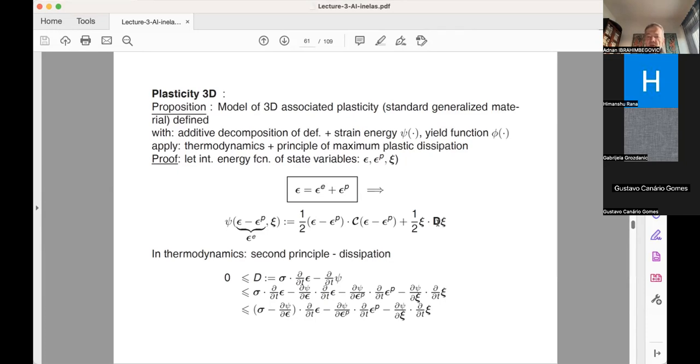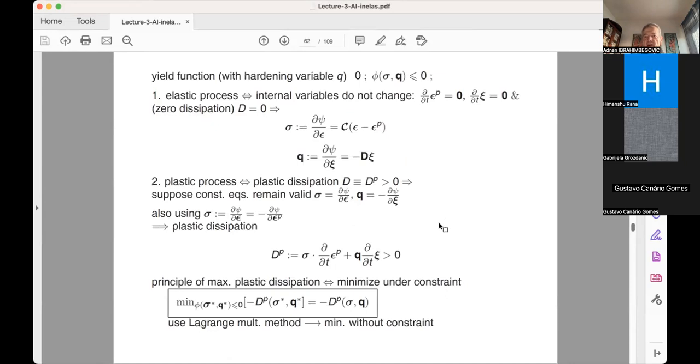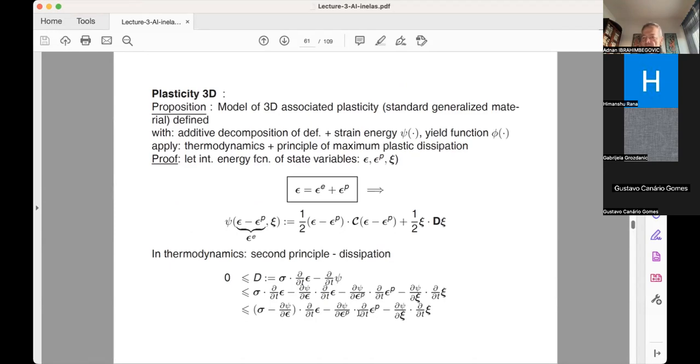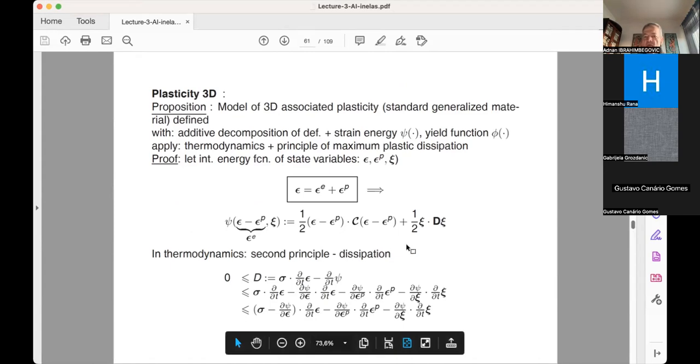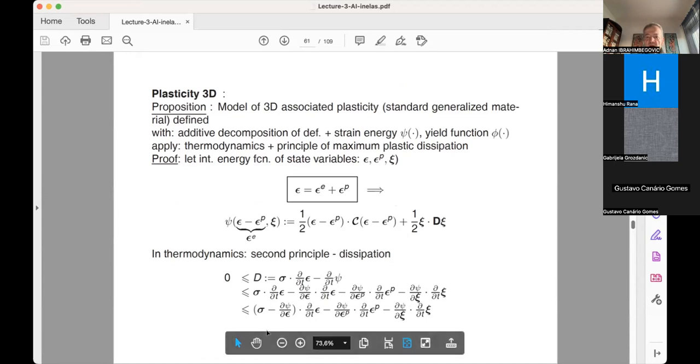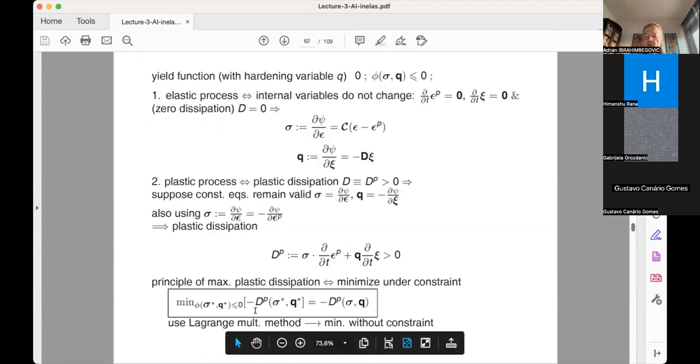Then you go into the third ingredient, which is the function. They say that the function of the stress tensor and the dual variable to these hardening variables should always be negative or 0. So in the elastic process, you can compute your dissipation, which looks very much like the one that we had for the 1D case. In other words, you have the stress multiplied by the plastic strain rate, and then you have a Q variable, the dual variable, multiplied by the hardening variable rate. So basically, in the elastic case, this dissipation is equal to 0, so that allows us to obtain the constitutive equation for the stress, which is partially due to our potential.